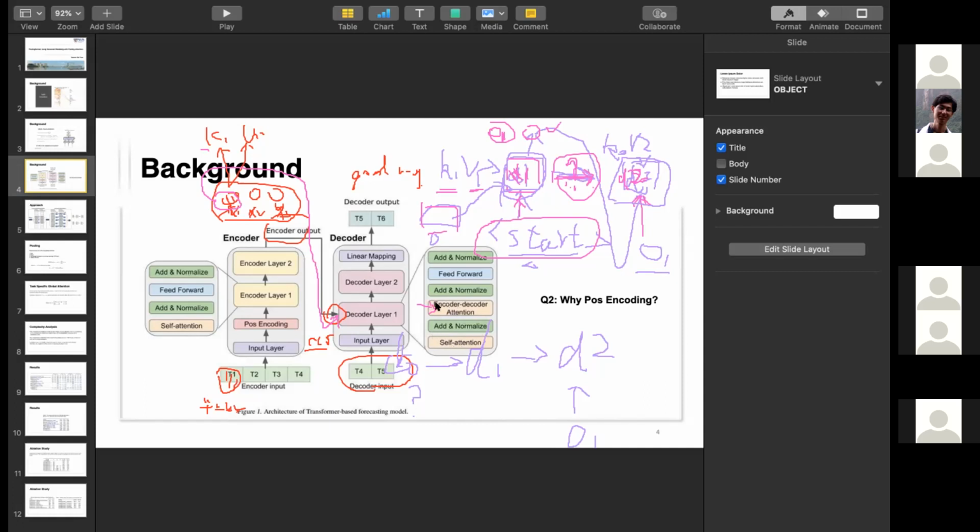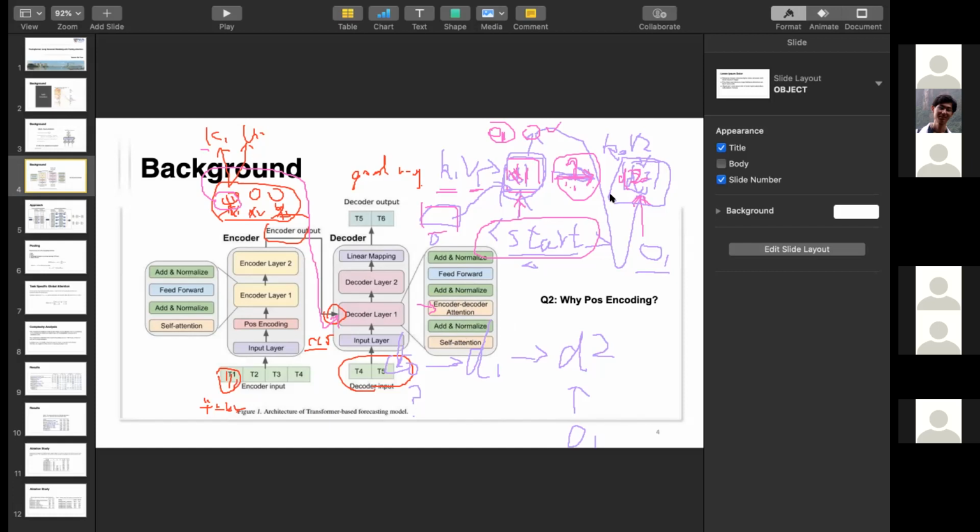If you can see my mouse, the decoder layer here consists of 6 modules, and the first module is self-attention. So there is information exchange between D1 and D2 in the self-attention module, but in the encoder-decoder attention module, this line does not exist.